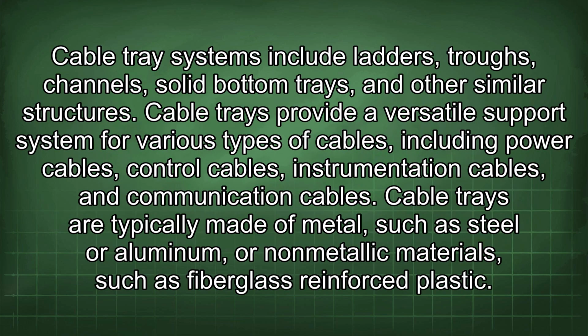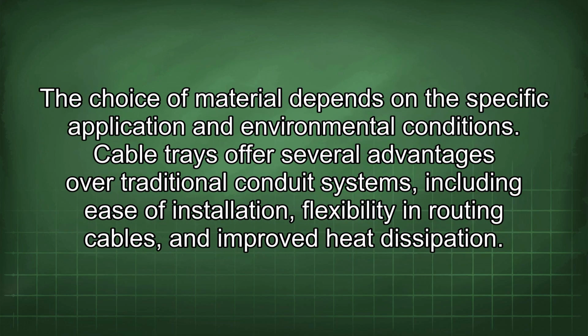Cable tray systems include ladders, troughs, channels, solid bottom trays, and other similar structures. Cable trays provide a versatile support system for various types of cables, including power cables, control cables, instrumentation cables, and communication cables. Cable trays are typically made of metal, such as steel or aluminum, or non-metallic materials, such as fiberglass reinforced plastic. Choice of material depends on the specific application and environmental conditions.